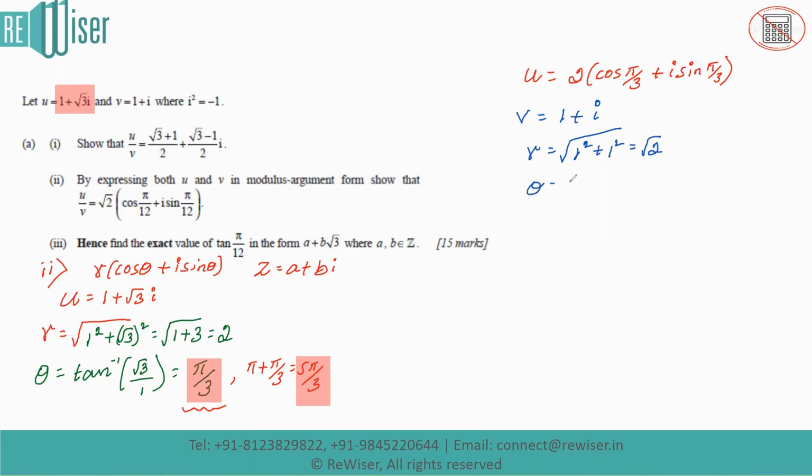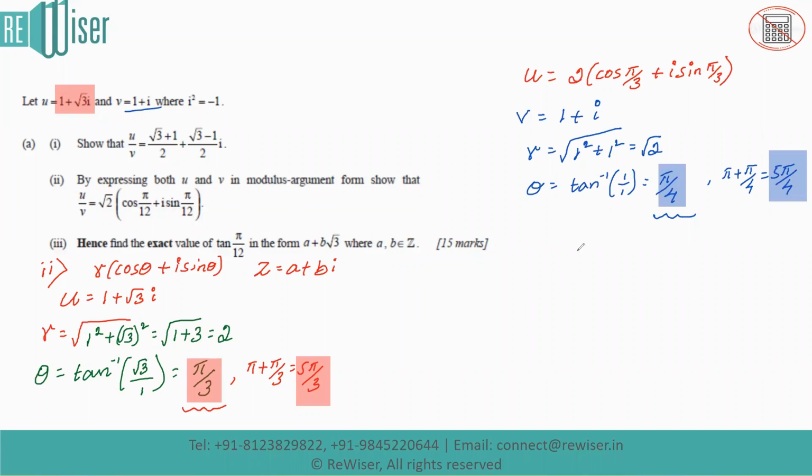And theta has to be tan inverse of 1 by 1, which is nothing but tan inverse of 1, which is pi by 4. And again here there will be two possible answers. One is going to be pi by 4 and another possible answer would be pi plus pi by 4, which is nothing but 5 pi by 4. Now out of these two answers, if I look at the coordinates, 1 plus i is going to lie in the first quadrant. So that's why it has to be pi by 4 itself.